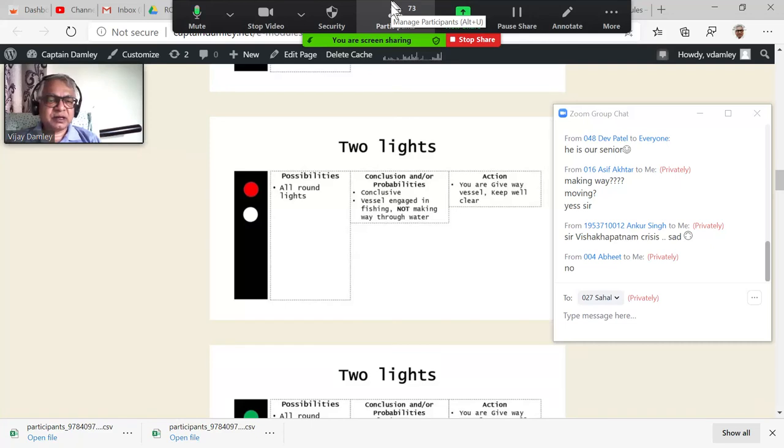Visakhapatnam crisis, what happened? I know there is a gas leak, but how bad is it?